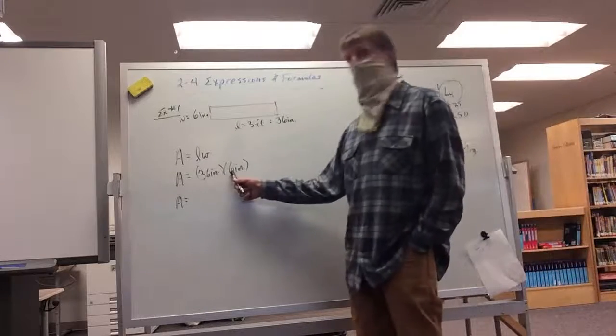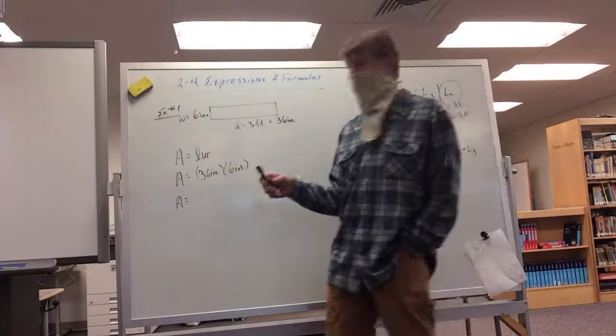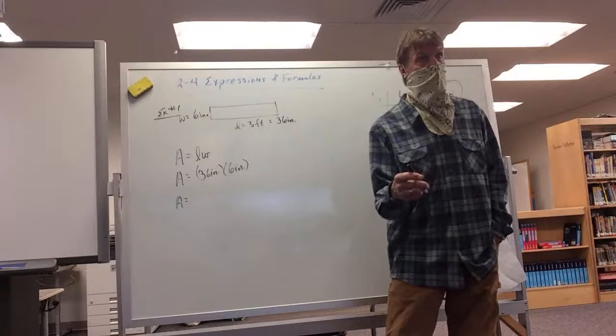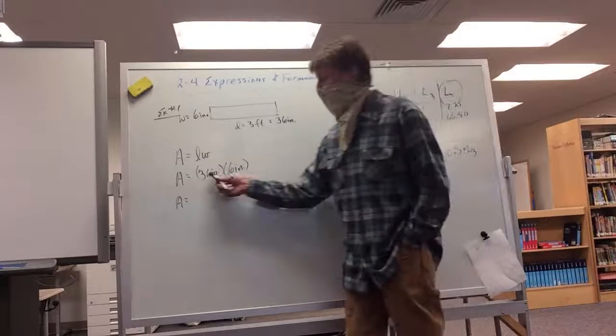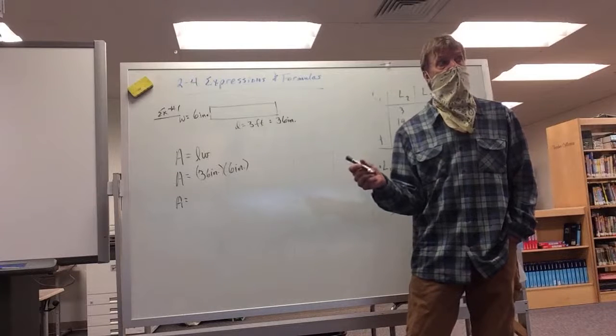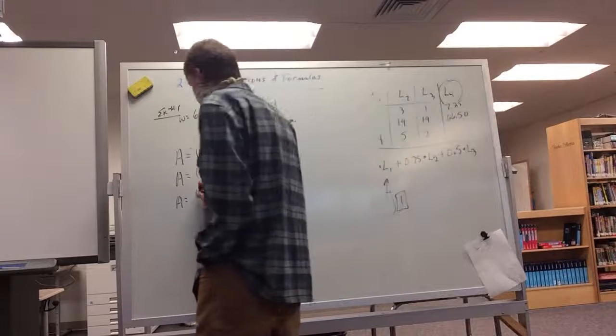Okay, 3 times 6 equals? 18. So 30 times 6 is going to be 180, and that gets added to 6 times 6. Wait, it's 6 times 36. 216, yeah.